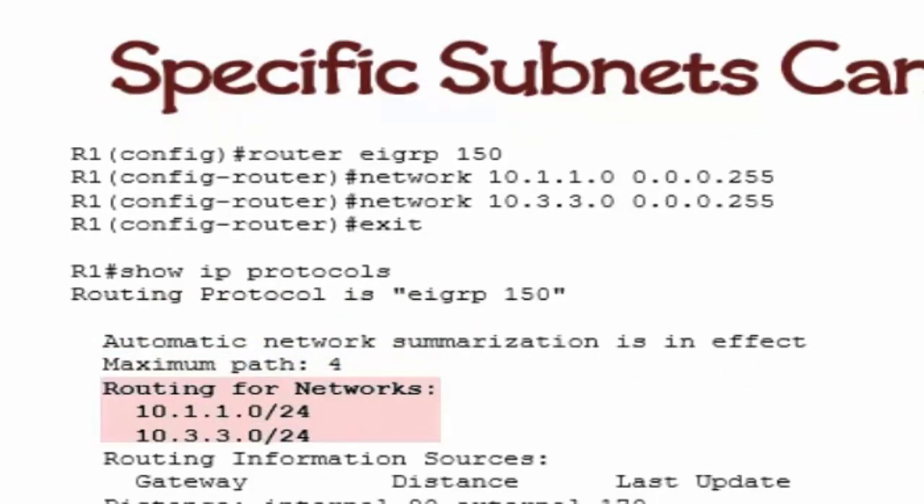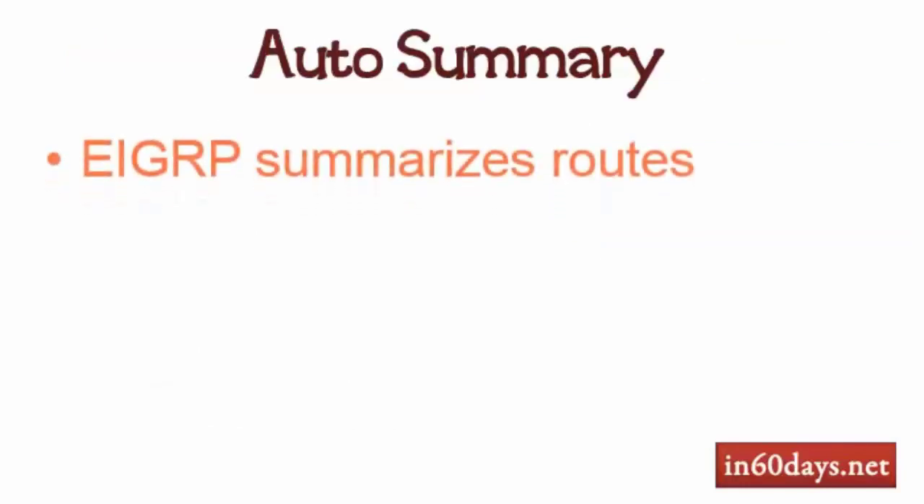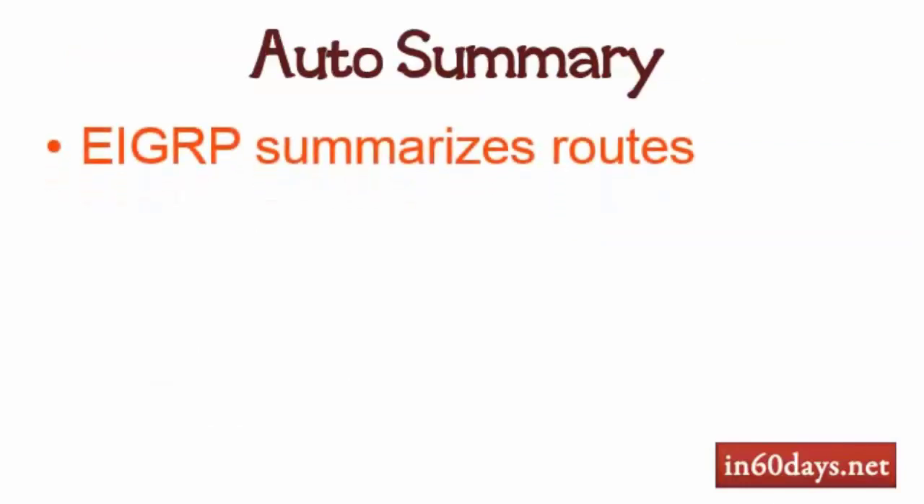And for whatever reason on your network, you may not want certain networks to be advertised within your routing domain. So this gives you a lot more control. You can see the wildcard masks have been added there, and we discussed wildcard masks in the access list section. So, auto summary.